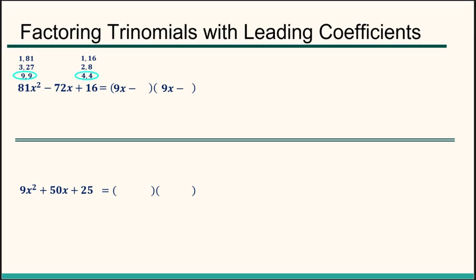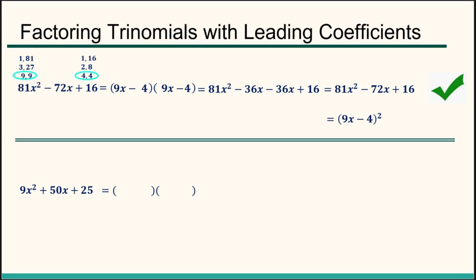I got my 9x and my 9x. It's going to be a minus minus. Put my 4's at the back end. Now let's check it. 81x squared, I'm going to have a minus 36x and a minus 36x. You know that's going to make minus 72, and my life's going to be golden here. And there is the correct answer. So what do I circle? I circle the quantity 9x minus 4 squared, because that's the cool way to do it.